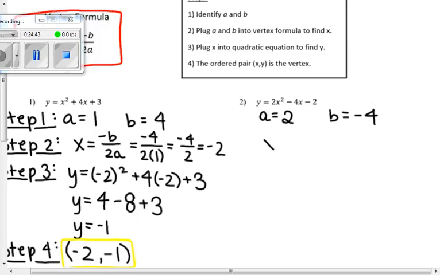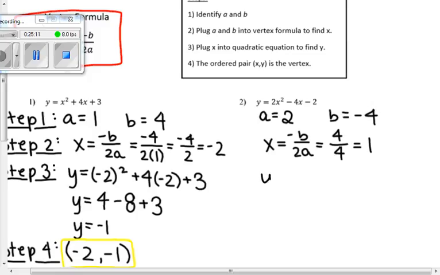Then I'm going to come in with that vertex formula, negative B or opposite B over 2A. Well, my B is negative 4. So I need to take the opposite of that. The opposite of negative 4 is positive 4, over 2A. Well, 2 times A is 2, so 2 times 2, that's 4. What is 4 over 4? What's anything divided by itself? 1.